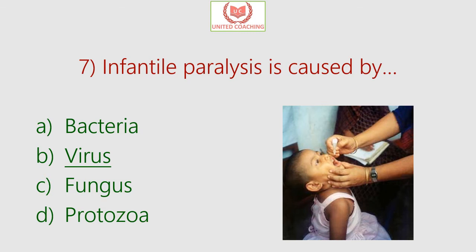So it is very necessary to get vaccination early in childhood, so that the person can develop immunity against the virus beforehand. So the answer over here is infantile paralysis is caused by a virus, that is polio virus.